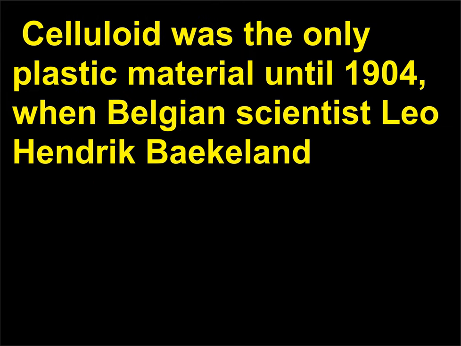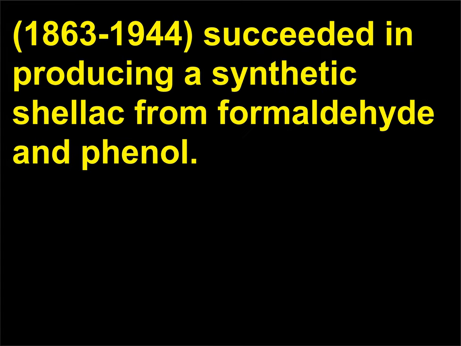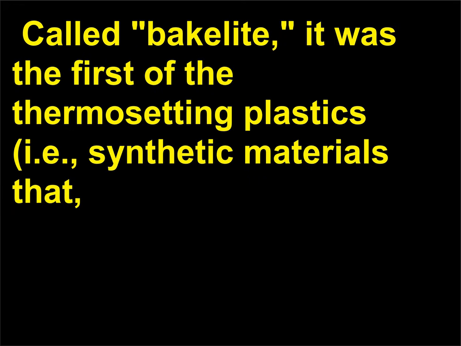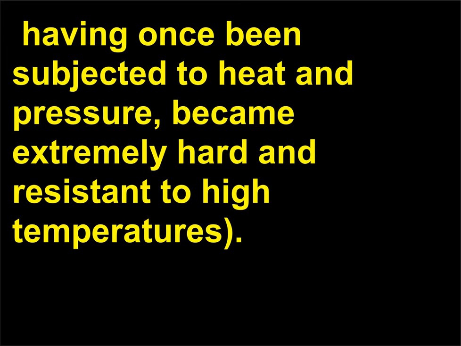Celluloid was the only plastic material until 1904, when Belgian scientist Leo Hendrik Baekeland, 1863 to 1944, succeeded in producing a synthetic shellac from formaldehyde and phenol. Called Bakelite, it was the first of the thermosetting plastics, i.e., synthetic materials that, having once been subjected to heat and pressure, became extremely hard and resistant to high temperatures.